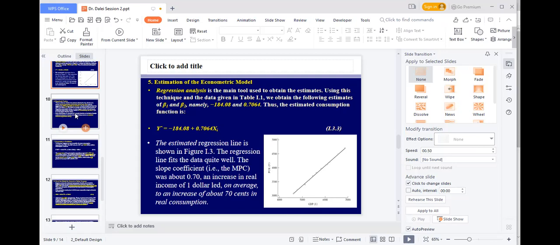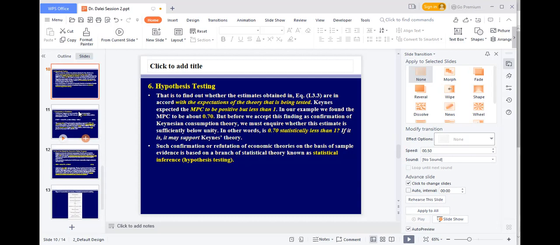estimated, and we got the value for beta 1 hat, which is minus 184.08, and beta 2 hat, which is 0.7064. Once the model is estimated, the next step will be testing of hypothesis, or hypothesis testing.